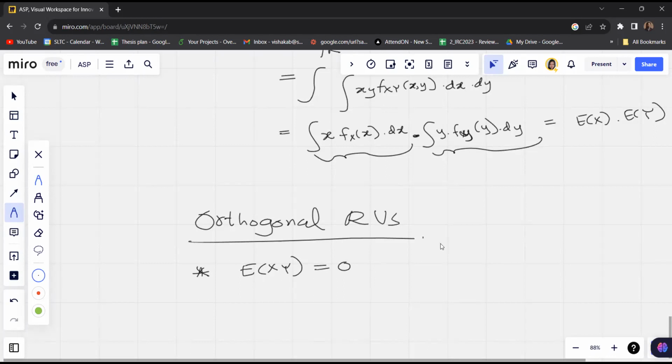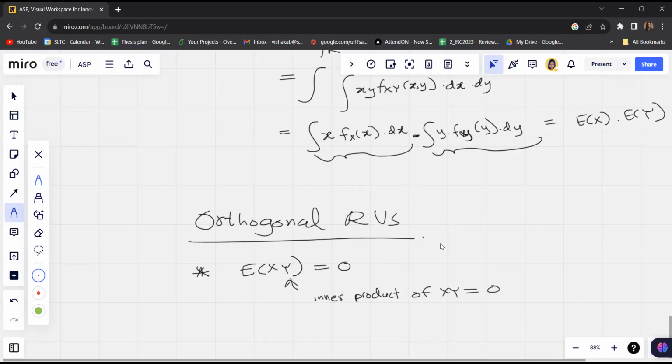I will try to explain that. So the definition is that the inner product of x and y is equal to 0. So the inner product of x and y is going to be equal to 0.